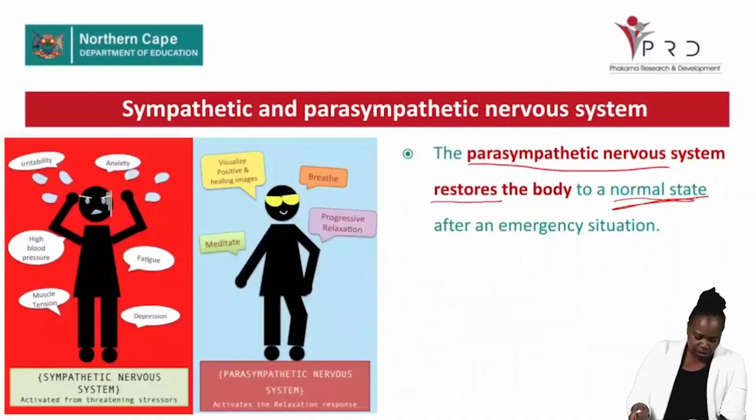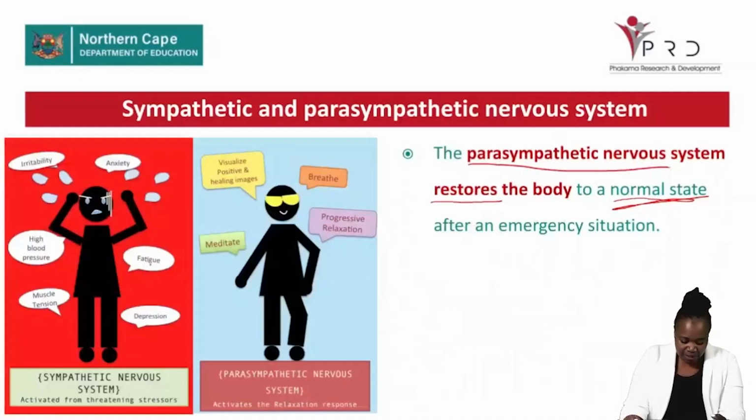So let's have a look at some of the things that are due to the sympathetic nervous system and due to the parasympathetic nervous system. Things such as irritability, an individual who is irritable, that would be due to the sympathetic. Anxiety, because you are in a panic mode, and so on. Fatigue, depression, muscle tension, as well as high blood pressure. Those would be due to the sympathetic nervous system. As we can see, all of these are situations whereby you are not relaxed, right?